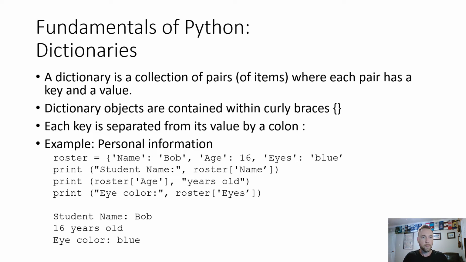And so then if we were to print that, we'd say print "student name:", comma, roster name, and that would give us student name Bob, right? Because it goes to the roster, which is the name of the dictionary, and then the index in there, the key it's looking for is name, and then obviously its value is Bob, so it prints Bob. Print roster age, which is 16 years old in quotes, and then finally print eye color colon roster eyes, which are blue. So it's student name Bob, 16 years old, eye color blue. And you can actually type the script into your IDE or ArcGIS Pro and see it work for yourself.